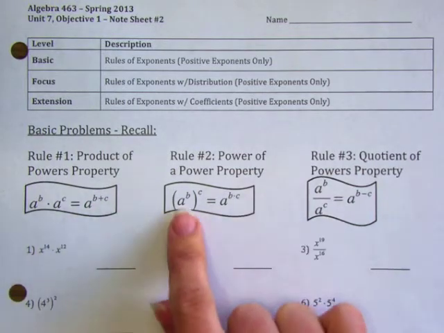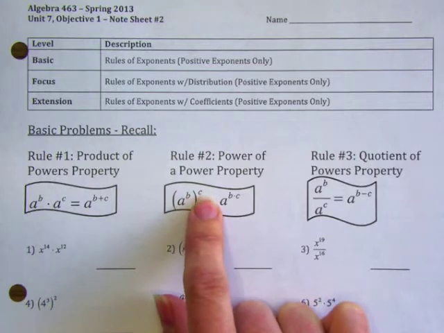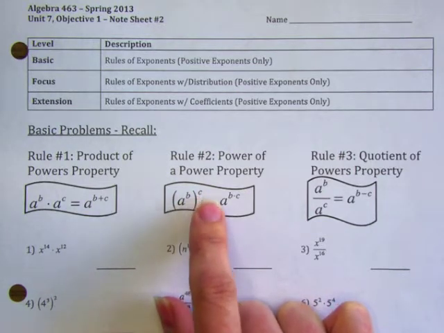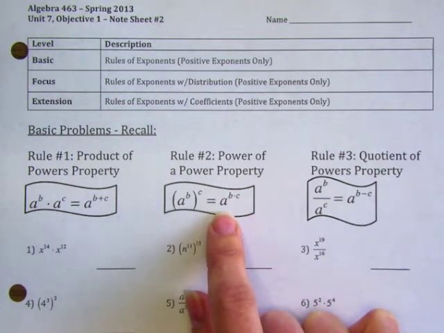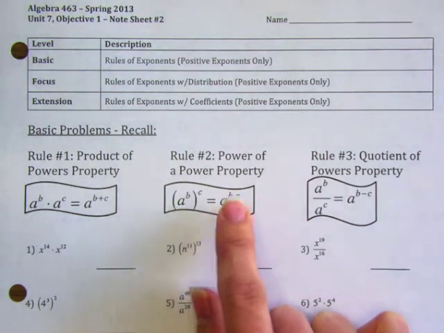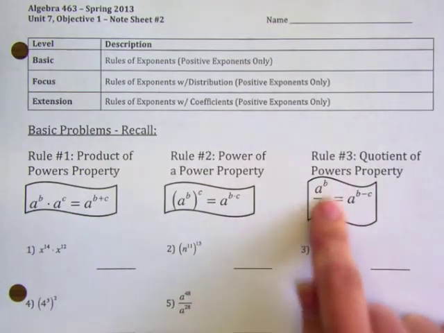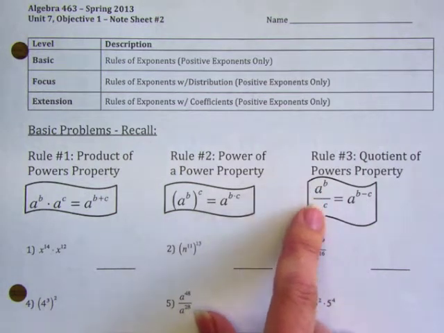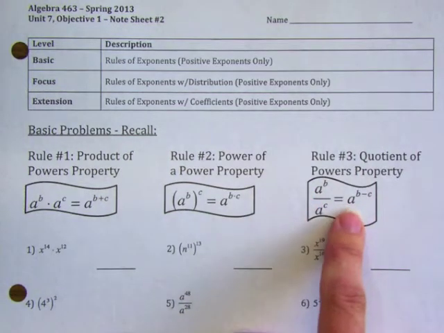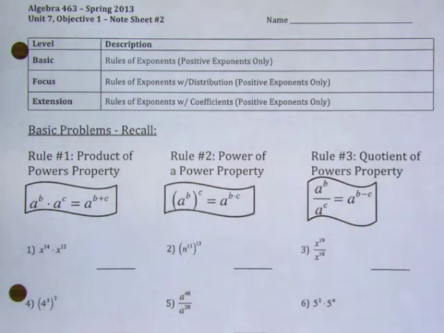Then we have the situation where we have a power raised to another exponent. When we do that, we end up multiplying those exponents. Don't change your base, keep it to the product of the exponents. And then our third rule says if you're dividing, what you need to do is subtract your exponents. Again, you need to have the same base, and we end up keeping that base as our final result.